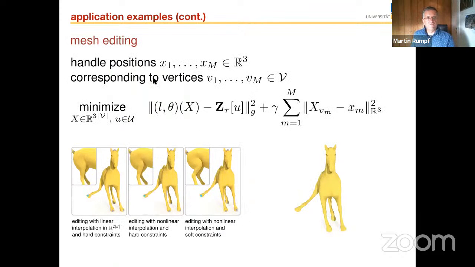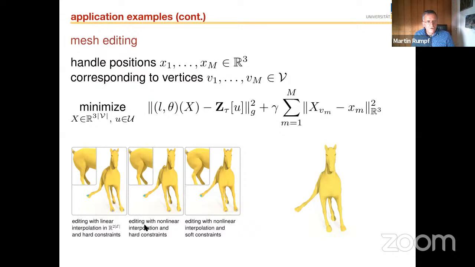So now here we focus on mesh editing. We have this horse model, and we want to do something very strange. We pull here at this leg and have a constraint for this green position here. And if we do just linear interpolation, then this looks completely ugly.